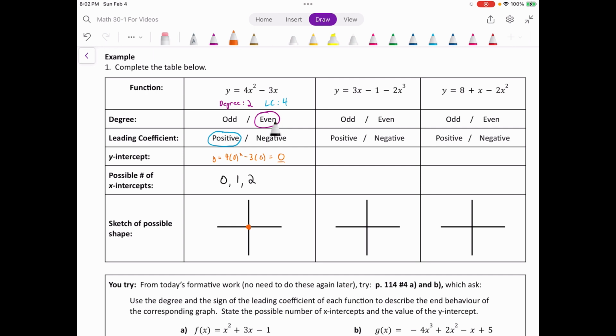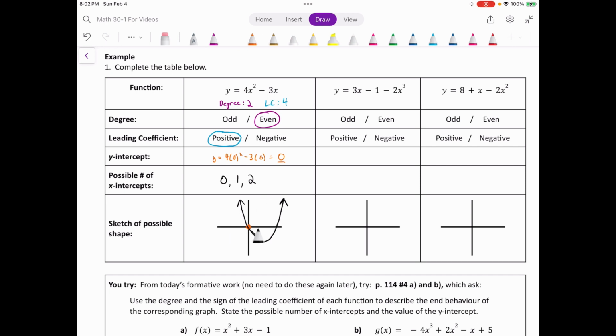And what do we know about the left arm if it has an even degree? We know it also goes up. Right. And it could have 0, 1, or 2 x-intercepts. So again, we could go into some of the quadratic stuff, but they just want a rough sketch. I happen to know that this one looks something like this. Okay. All of that information just based on looking at the equation.